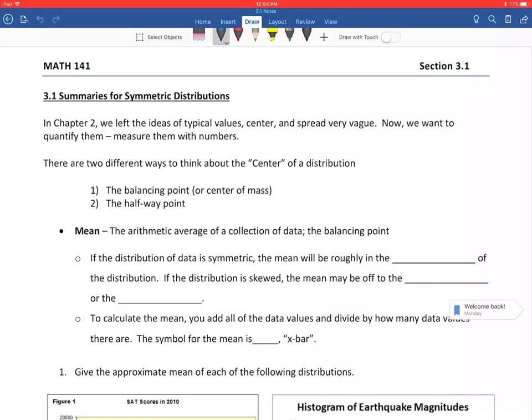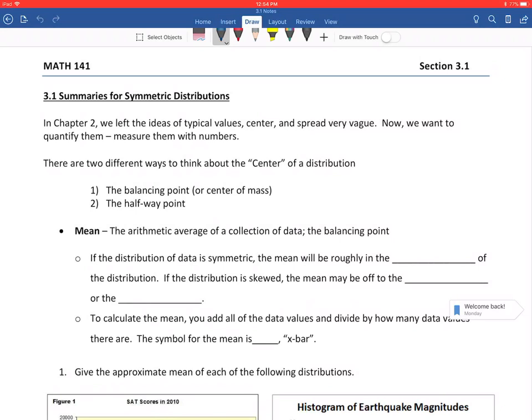Section 3.1, Summaries for Symmetric Distributions. So in Chapter 2, we left the ideas of typical values like center and spread very vague. And now what we are going to do is actually quantify them. We are going to assign them numerical values.